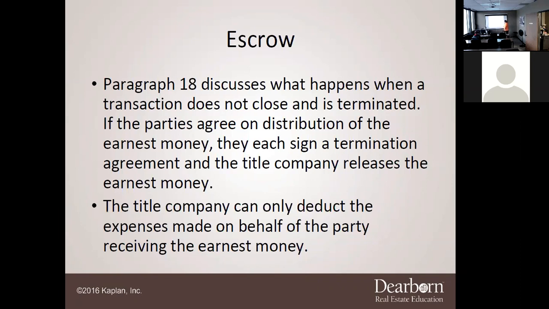The title company can only deduct the expenses made on behalf of the party receiving the earnest money. There's not much else to say about that. Basically, if the buyer receives the earnest money, the title company can only deduct expenses made by the buyer. If the seller has made expenses, those expenses don't count against the earnest money before it is given to the buyer. Only the expenses the buyer has made will be taken out by the time it's given to the buyer.